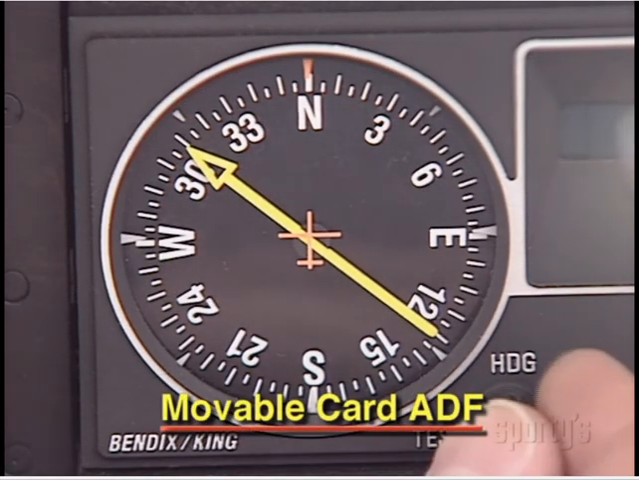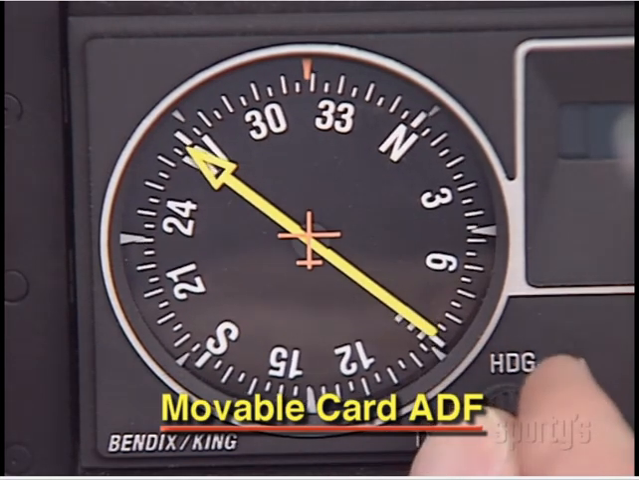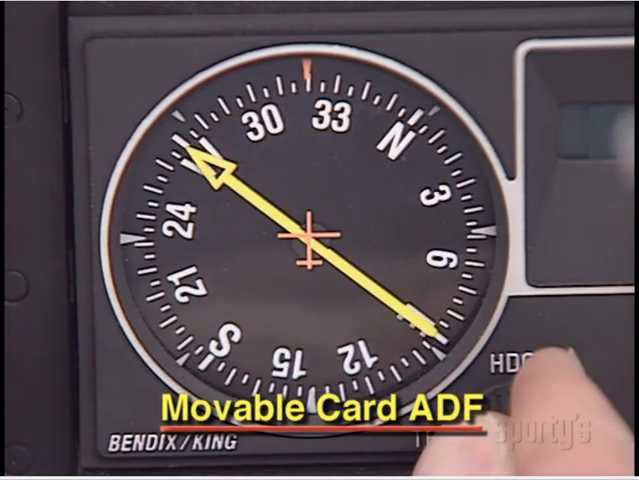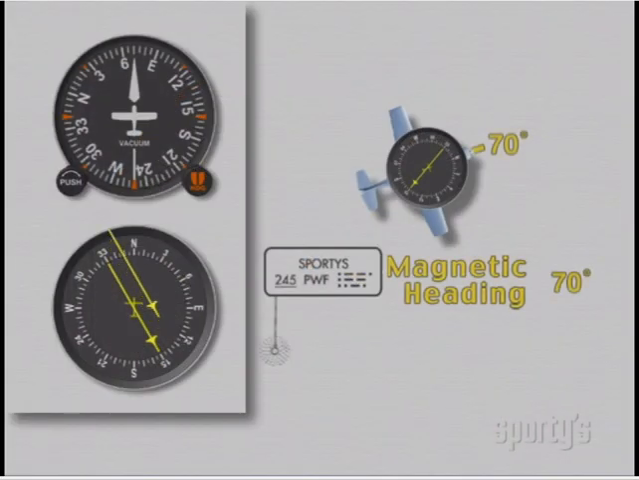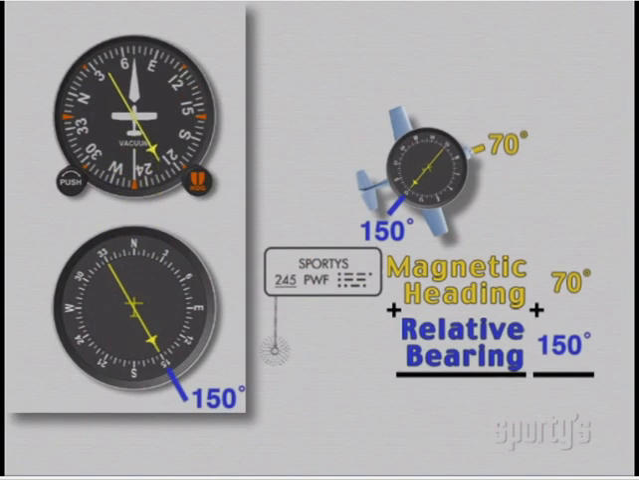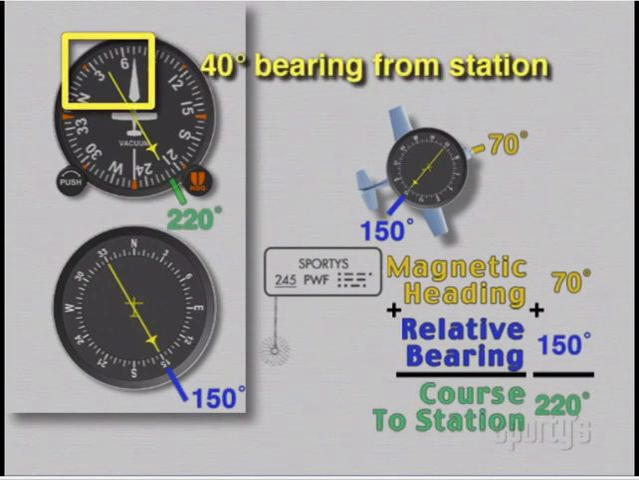On some ADFs, you can set the heading of the aircraft at the top. Then the ADF will point to the present bearing to or from the station. On a fixed card ADF, you can add the magnetic heading to the relative bearing to calculate the course to the station. The reciprocal of that course is the bearing from the station.